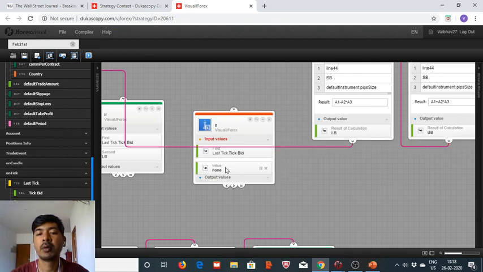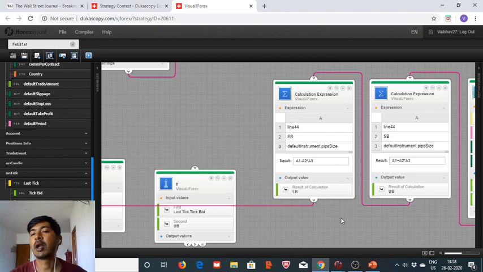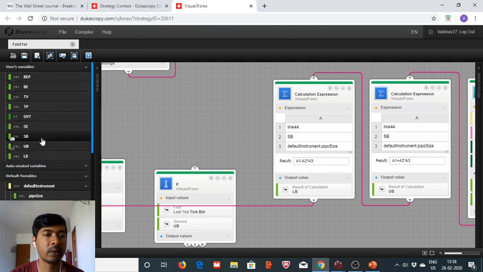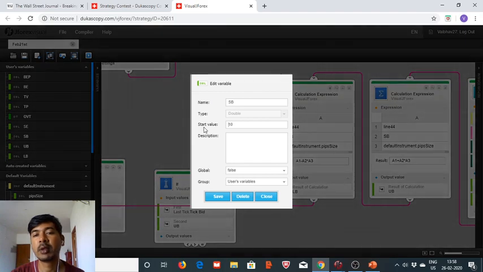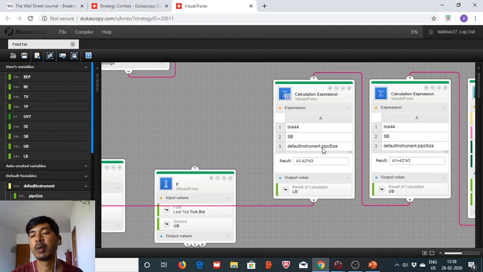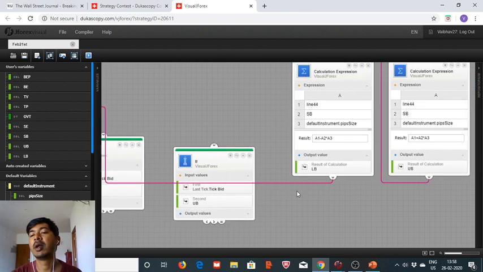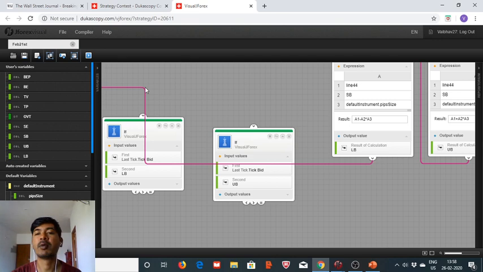So here we had done these calculations yesterday where we were bringing in this SMA 50, and from that we are deducting this SB, the SMA band value of 10 pips. So here SB is defined, let me show you. SB is of 10 pips. Edit variable. So here you can see that value is 10 pips, and we are multiplying the SB by default instrument pip size to make sure that it is counting the pips as per the default instrument of Euro USD.